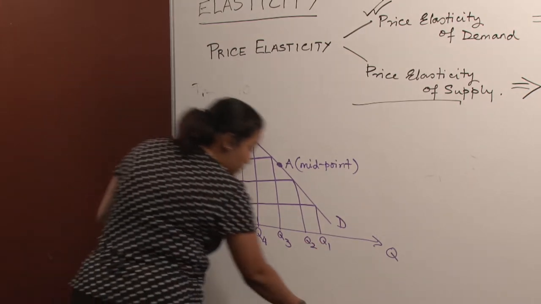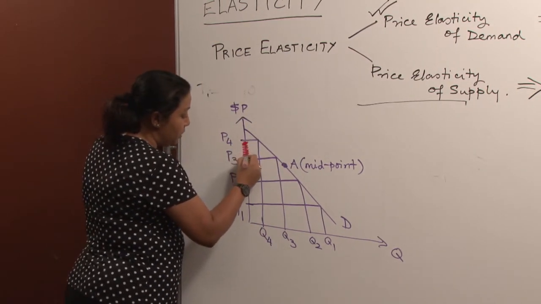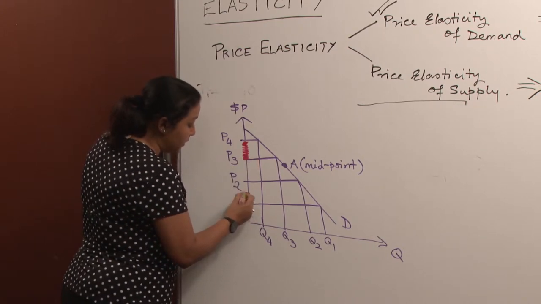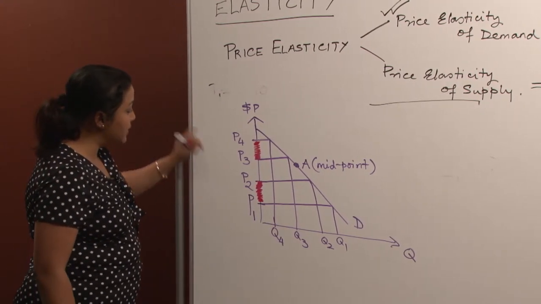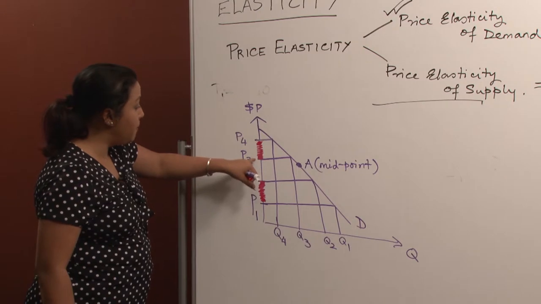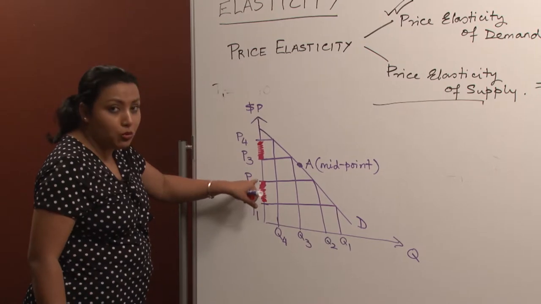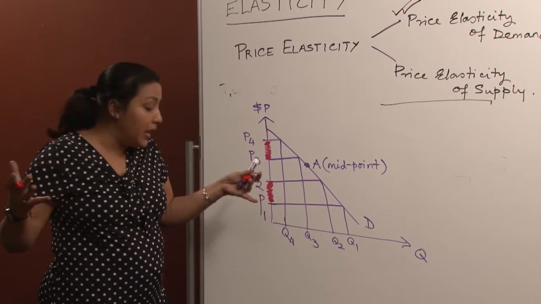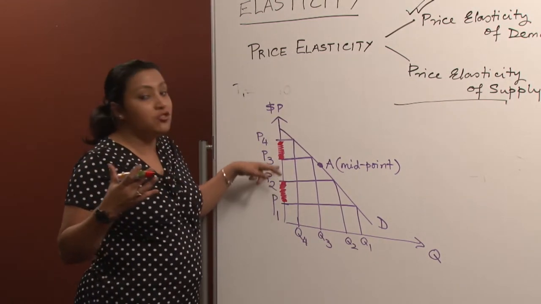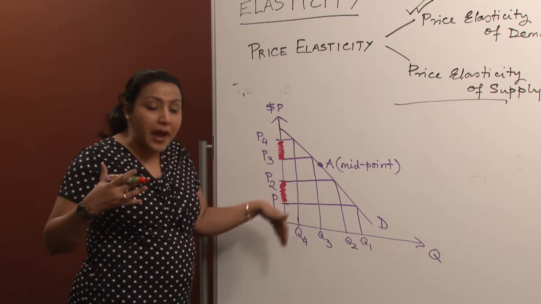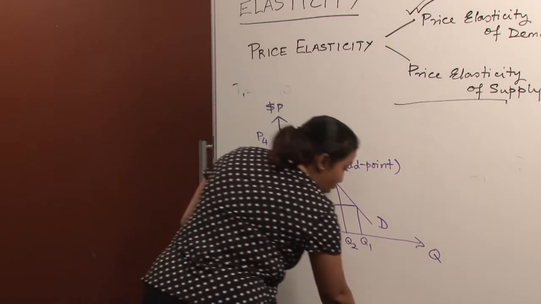Now, as you can visibly see, the distance between P3 and P4 is visibly the same as the distance between P1 and P2, right? So, if I consider a change of price from P3 to P4, and a change of price from P1 to P2, then as a layman without knowing anything about the concept of elasticity, I might think that since the price change is the same, the quantity demanded should also change by the same amount. However, in the figure, that is not what you see.